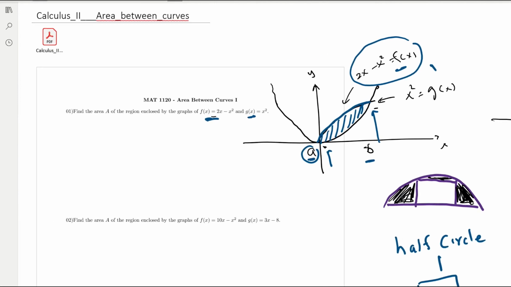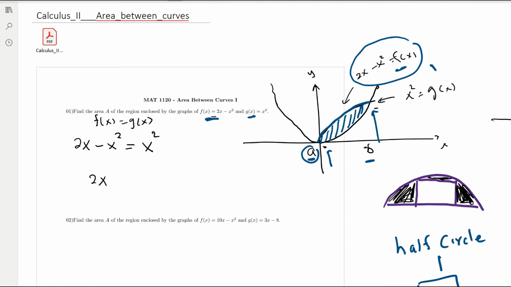How do you find the intersection points? Well, here's the idea. Intersection points means the points where these two functions meet, right? Meet means these two functions are equal. They cross each other. So you want to find the points where 2x minus x square equals x square. Now you need to solve for x. You make the two functions equal to each other and solve for x.